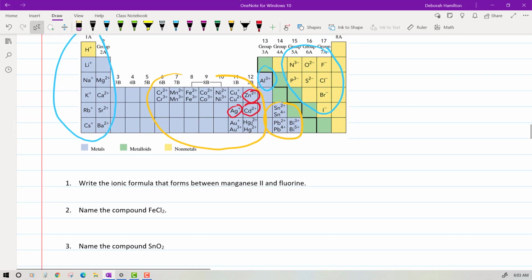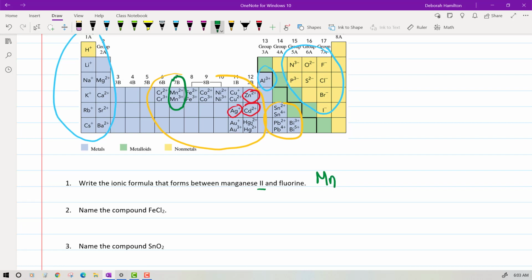All right, so this first question asks us, write the formula that forms between manganese 2 and fluorine. Well, we can come up here and take a look at manganese. It's in group 7B or 7. It forms a +2 or a +3 ion. That's why the Roman numeral is given, to show you the charge that needs to be used in the formula. So it's giving you a clue, and you should make use of that.